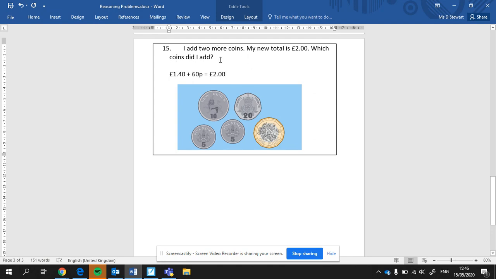And it says here what coins did I add. So it's only 2 more coins and it has to make 60 pence. So that means we could have 50 pence and a 10 pence. Make sure we've answered that question.